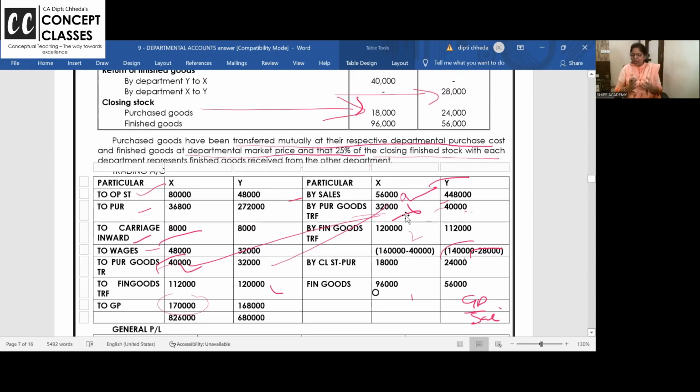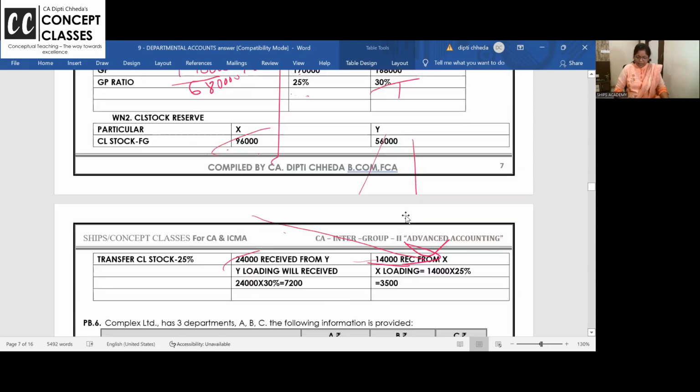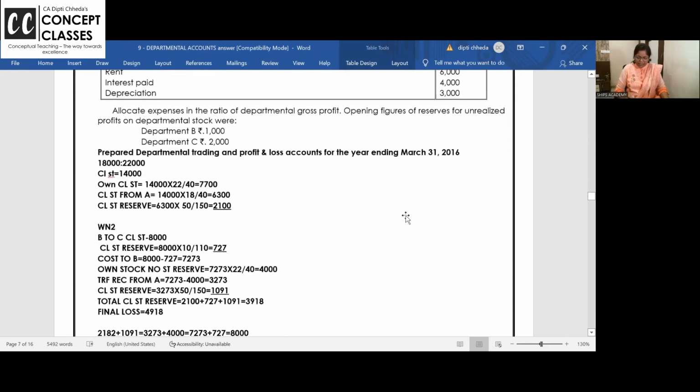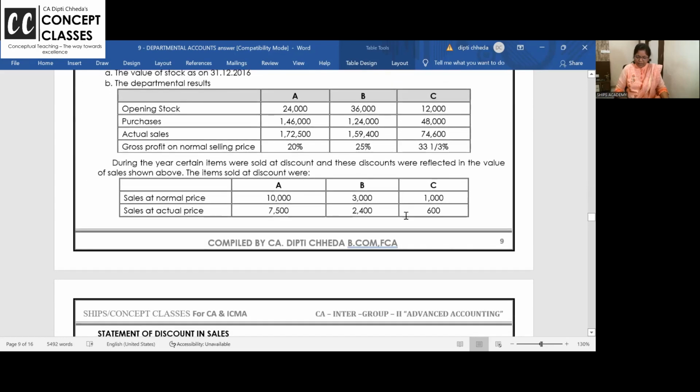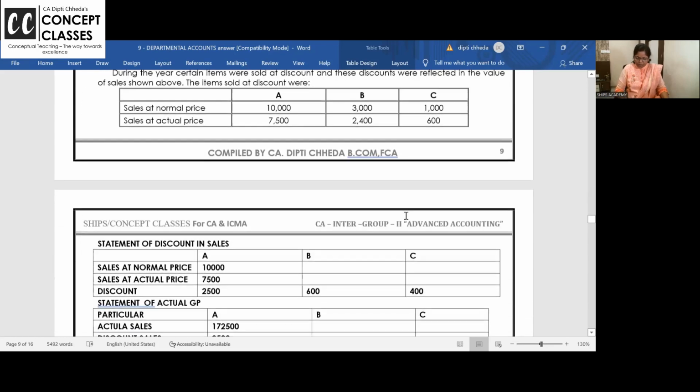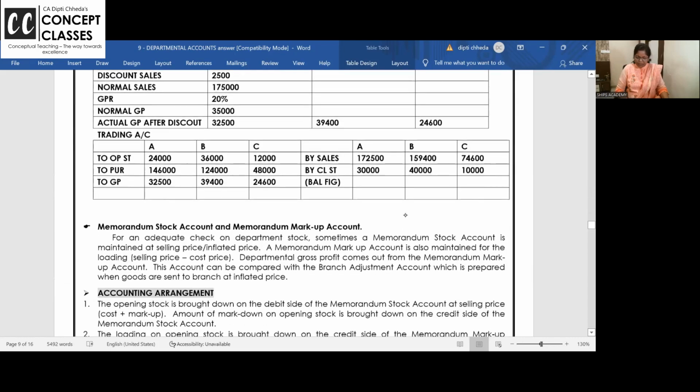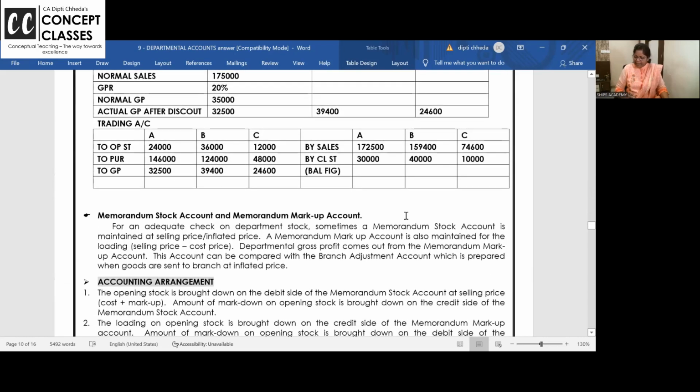Ready-made garments and cloth garments, and things like that, they ask you in the exam, which are very easy and very scoring. Right? So like this, problems are there for this. I think I have done the major good problems. Remaining problems which are very simple, we can take from our material also. And then we will go for memorandum, stock account and markup method also. Okay? Yeah. 1 minute.